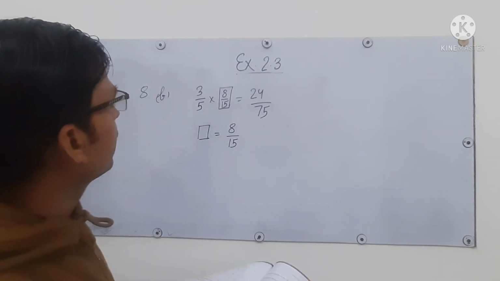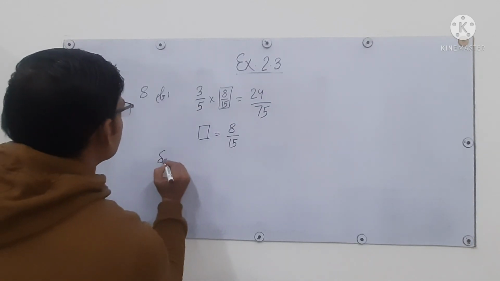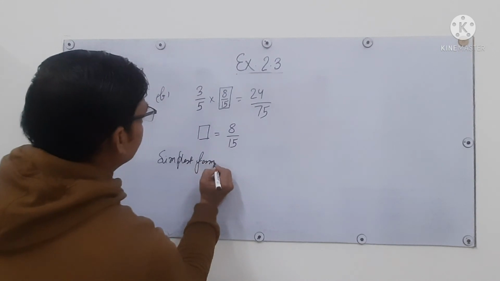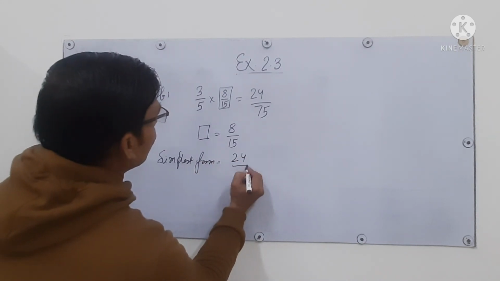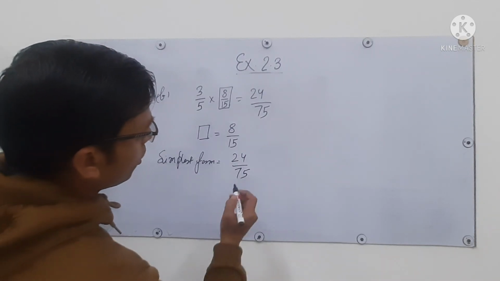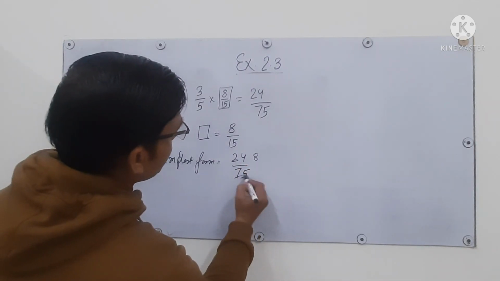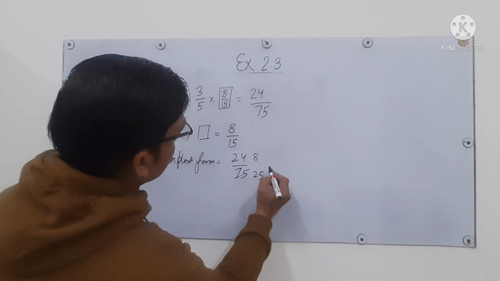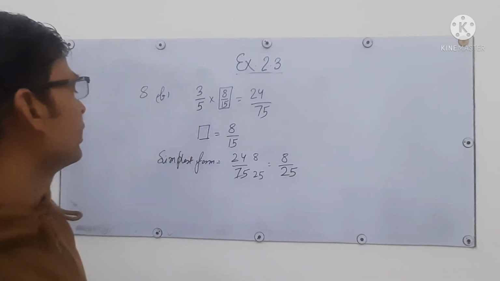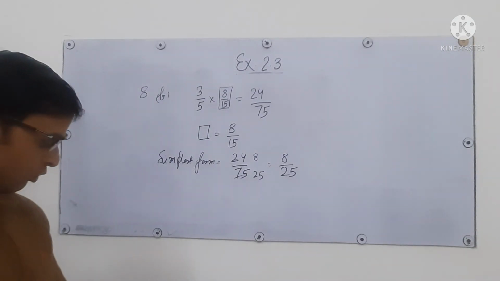And we have to just find its simplest form. So what will be its simplest form? 24/75. We will just reduce it to lowest possible form. It will be 3 8s are 24. So it will be 8/25. So it will be its lowest form.